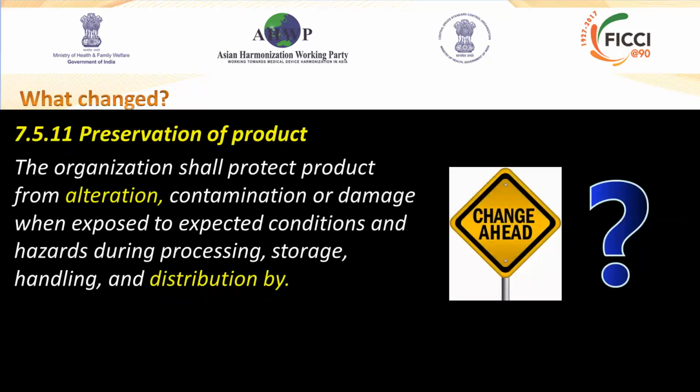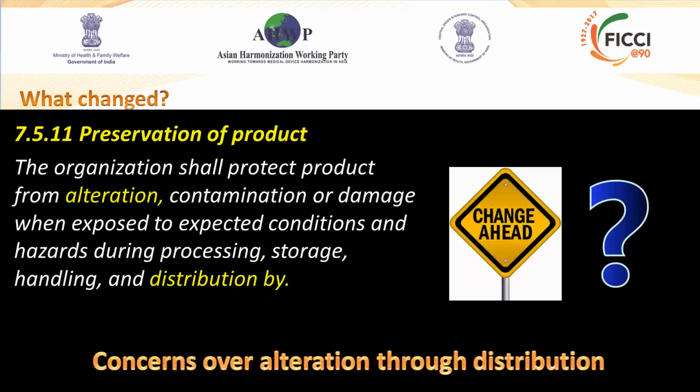So other areas of preservation of product, the organization shall protect product from alteration. So highlighted here is the word alteration and distributed by. The concerns here, or the additions here, are that for devices that are passing through a distributor, there needs to be sufficient control over the device to make sure that the distributors aren't altering the device, changing the labeling, and that sort of thing.